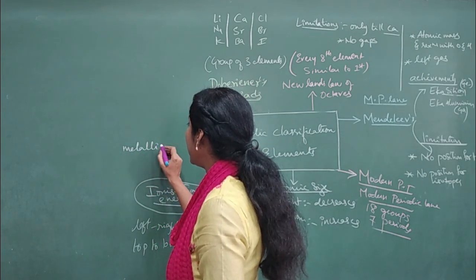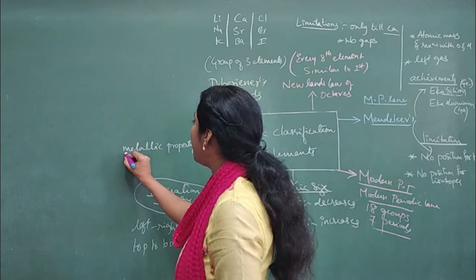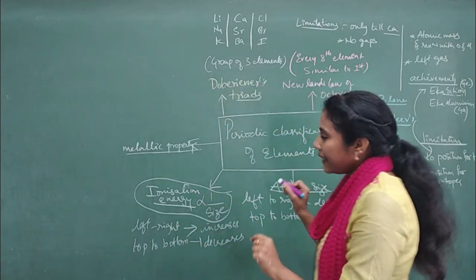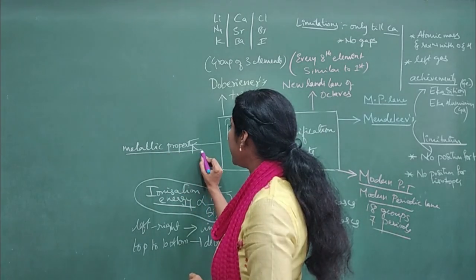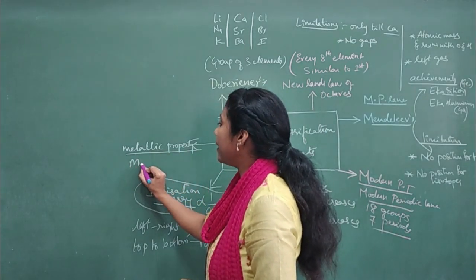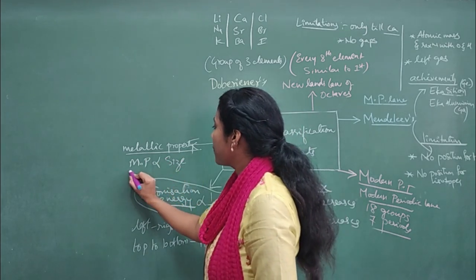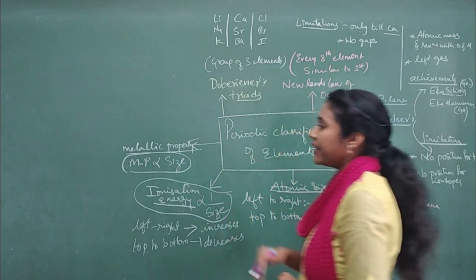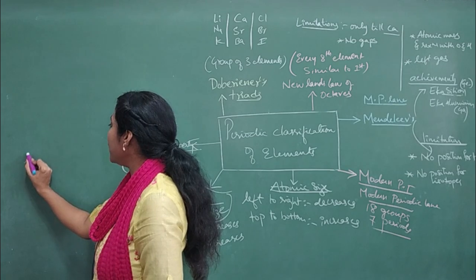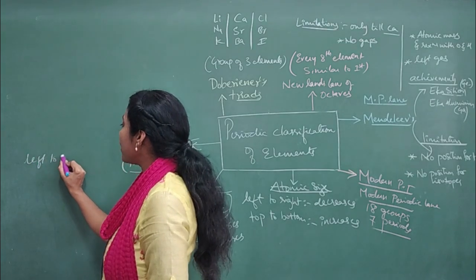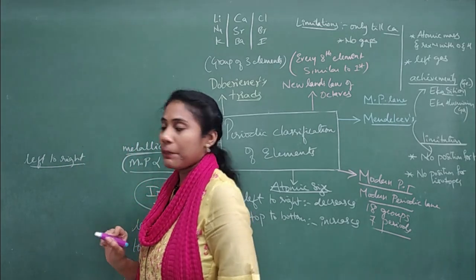Metallic property. Even this metallic property, you know what? It is directly proportional to size. Let me write it here: metallic property is directly proportional to size. This is again a very important point. Now for the metallic property, can you tell me, from left to right when you go, what will happen?